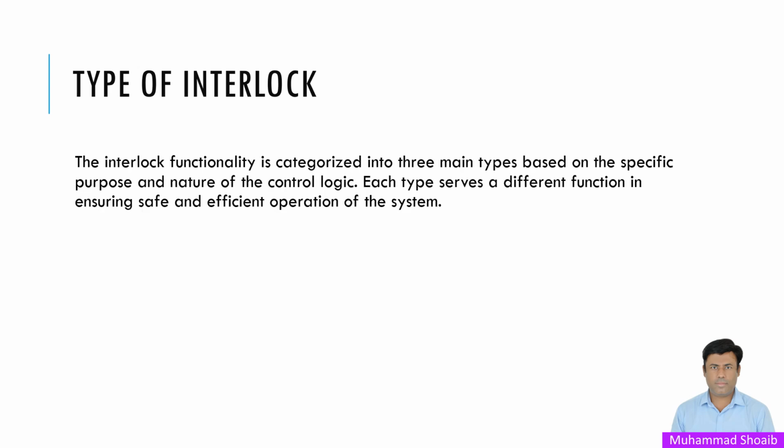So, the interlock functionality is categorized into three main types based on the specific purpose and nature of the control logic. Each type serves a different function in ensuring safe and efficient operation of the system. The first type is permit, then second is interlock, and then third is protect.